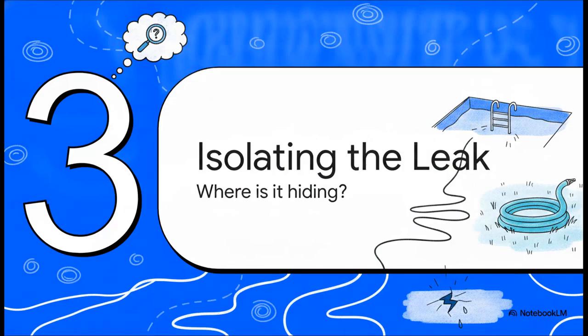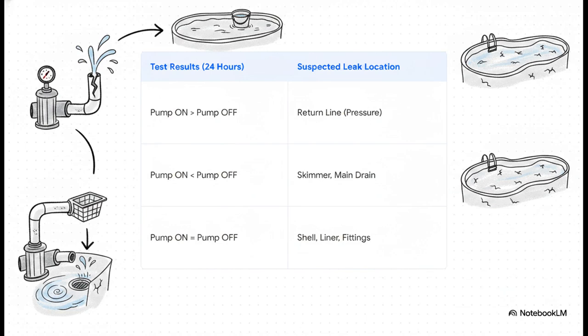Moving on to step 3, isolating the leak's location. Now, what's really interesting about this next step is how we figure out exactly where the leak is hiding. This diagnostic matrix is going to be your best friend. If you run the bucket test twice, once with the pump running for 24 hours, and then once with the pump off for 24 hours, you basically create strict logic gates. If you lose more water with the pump on, your suspect is the pressurized return line. But if you lose more with the pump off, you'll want to suspect the suction side, like the skimmer or the main drain. And if the water loss is exactly the same either way, you can eliminate the plumbing entirely. That means your leak is somewhere in the pool shell, the liner, or the fittings.